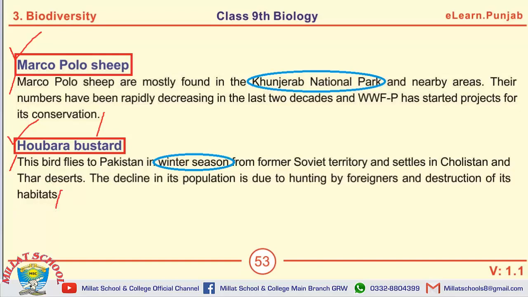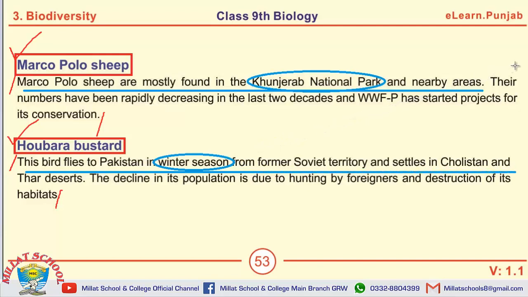And the MCQs may be, the first one is Marco Polo sheep are mostly found in the Khunjerab National Park and nearby areas. And the mostly asked MCQ is Houbara bustard flies to Pakistan in winter season from former Soviet territory and settles in Cholistan deserts. So dear students, these were the short questions, long question and MCQs which can be selected in the examination in the chapter number 3 biodiversity.